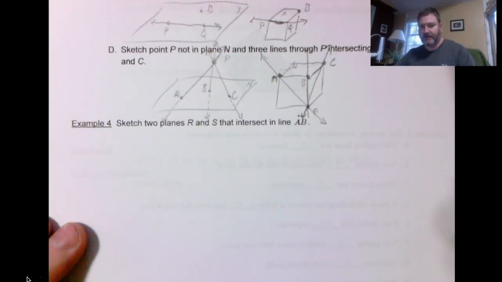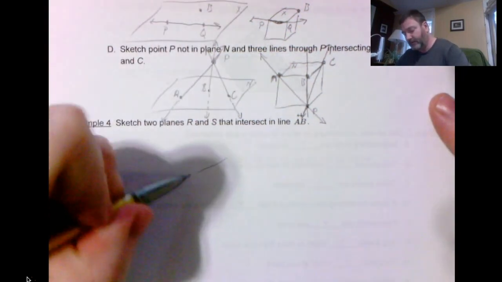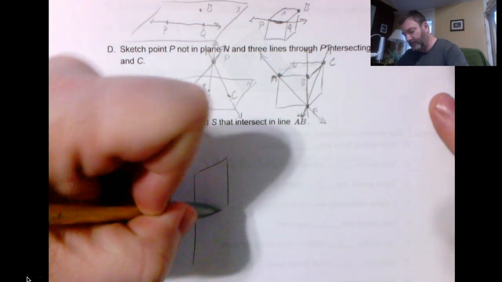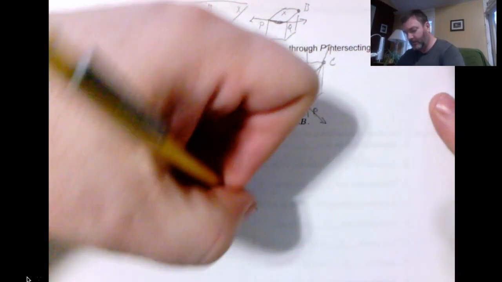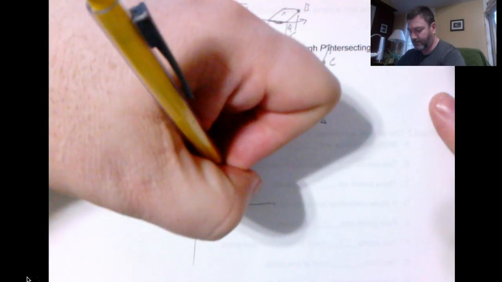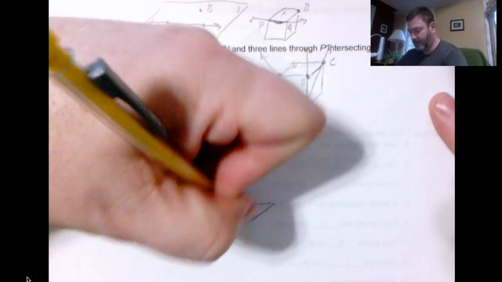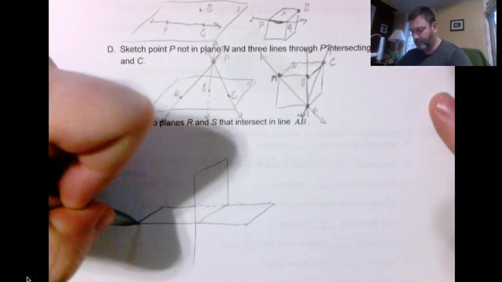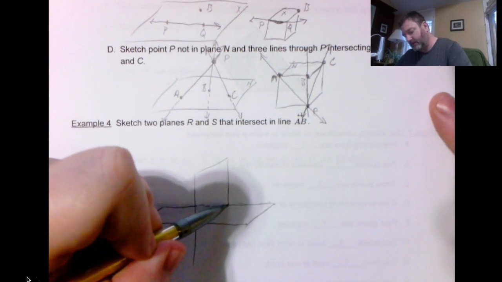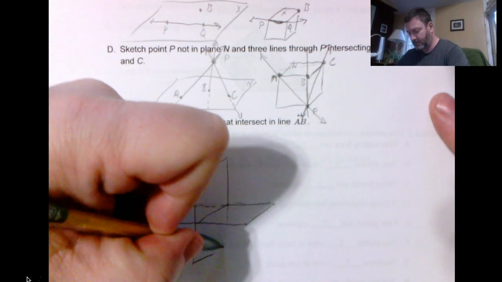Example 4, sketch two planes R and S that intersect at line AB. So again, there's two ways to do this problem. I'm going to start off by drawing a vertical plane. Notice I'm drawing the vertical plane only partly done. I'm going to draw a horizontal plane that's intersecting the vertical plane like this. And I'm going to continue the vertical plane until, let's see if I get this part.